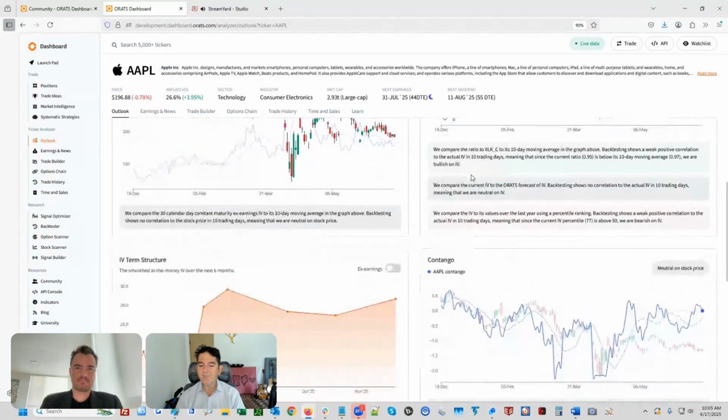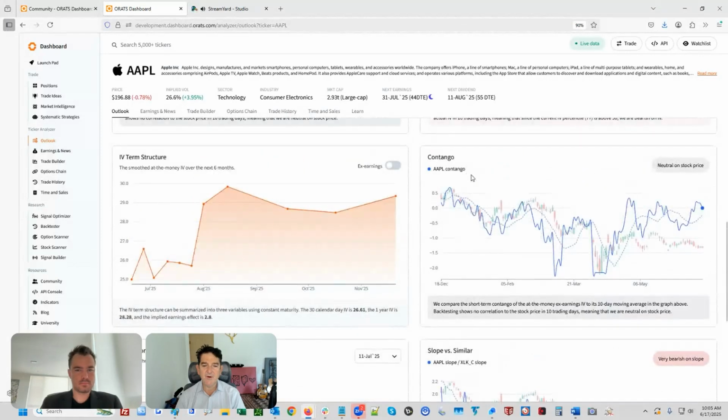Yep. Cool. So let's go on to term structure and Contango. Contango is one of those fancy terms that traders use, but all it means is how low is the front month versus the back month. And we measure that. Usually the front month is lower than the back month, and that's a sign of calm markets.